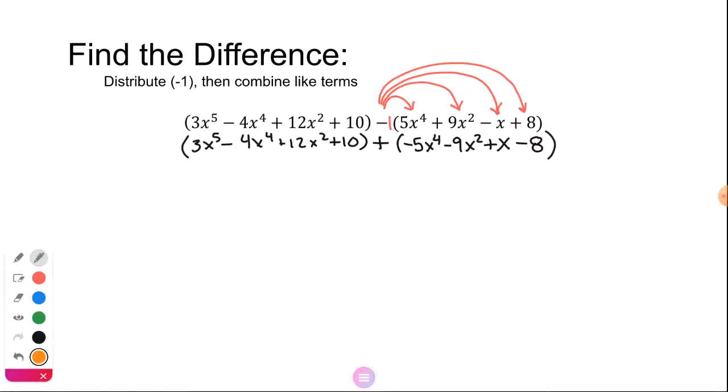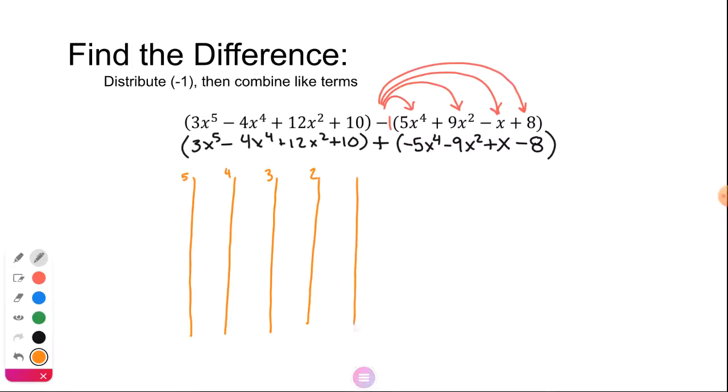So now we're going to do our same thing. Our highest degree is 5, so I'm going to create groups for 5s. So this would be the 5th degree, the 4th degree, 3rd degree, 2nd degree, 1st degree, and then of course our constants.